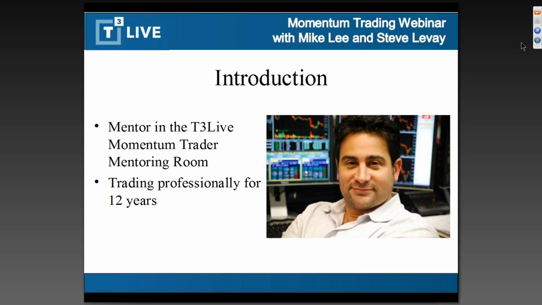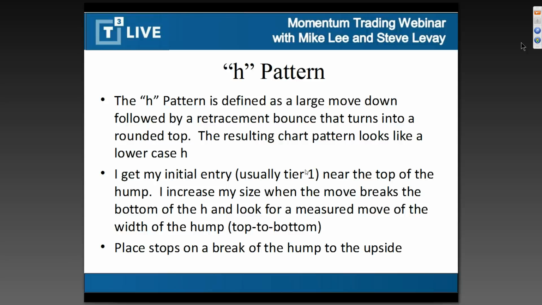All right, gang. First off, let's talk about one of our favorite patterns that we talk about every day in the Momentum Room, and that is the H pattern, or what I like to call the LaVeitch pattern. The H pattern is defined as a large move down, followed by a retracement bounce that looks like a rounded top. The resulting chart pattern looks like a lowercase h. It's a very easy pattern to find, and it's one that I have found to be a very high success rate.